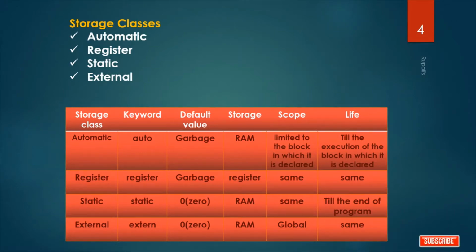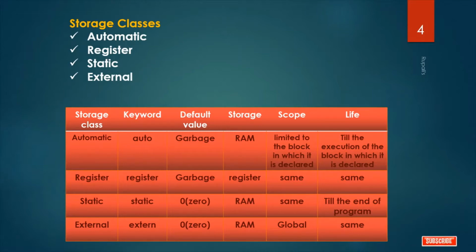First is automatic storage class. In case of automatic storage class, the keyword is auto, and the default value is an unpredictable value, which is often called a garbage value. Storage is in memory. Scope is local to the block in which the variable is defined. And life is till the control remains within the block in which the variable is defined.